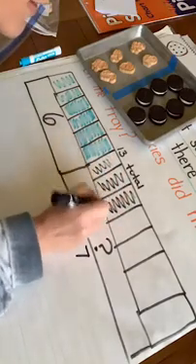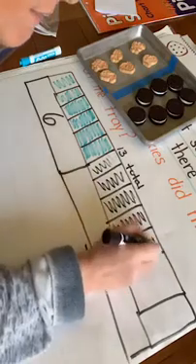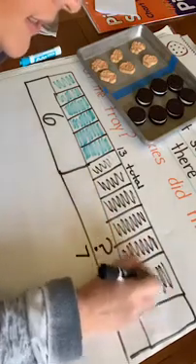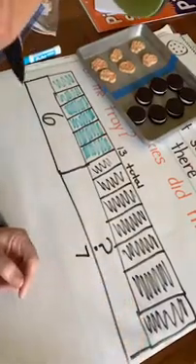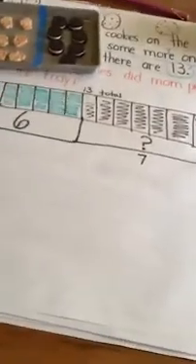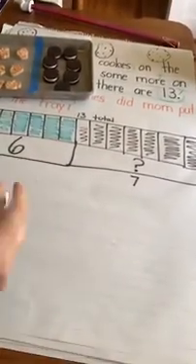1, 2, 3, 4, 5, 6, 7. So I would write the sentence. Let me bring it over here so you can see me write my sentence. And I'm going to pull it up just a little. You can see my arm, okay?